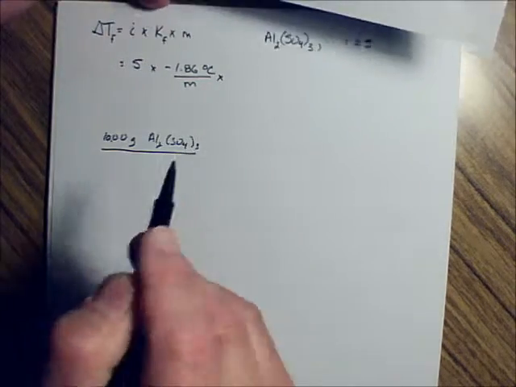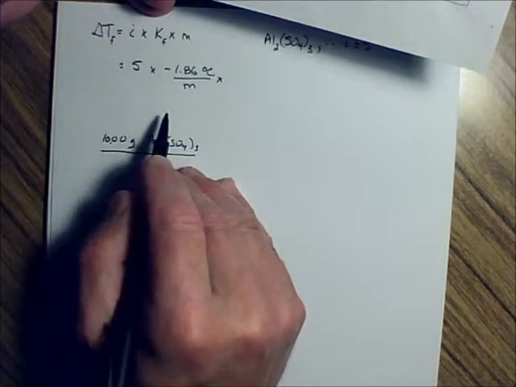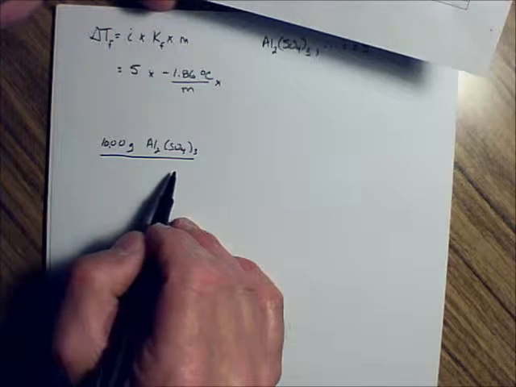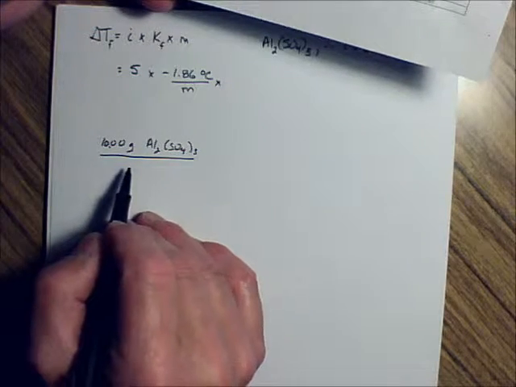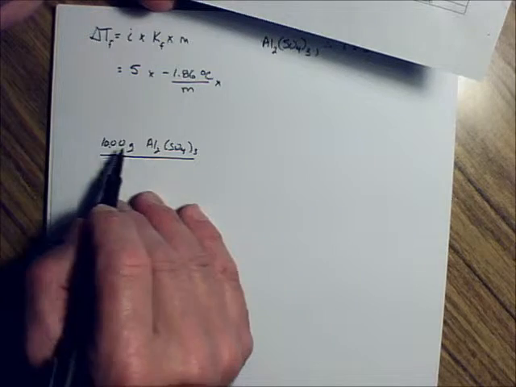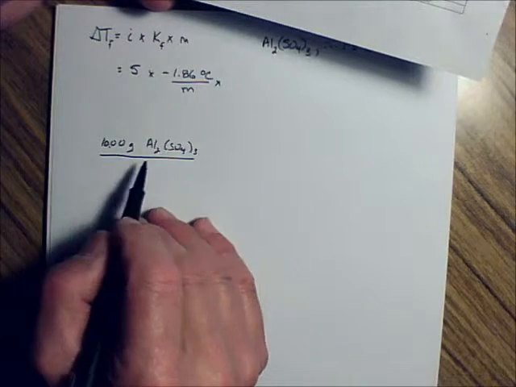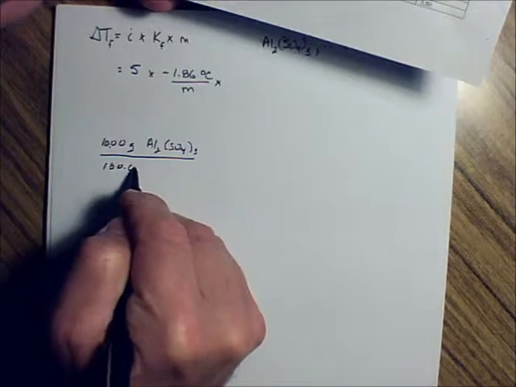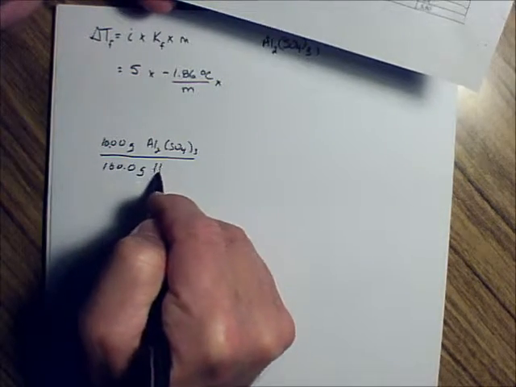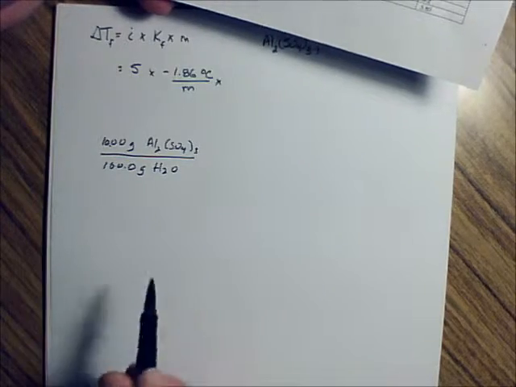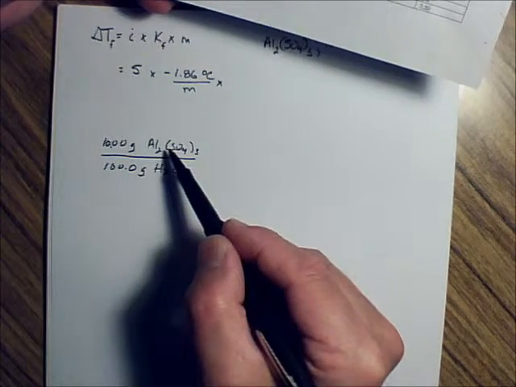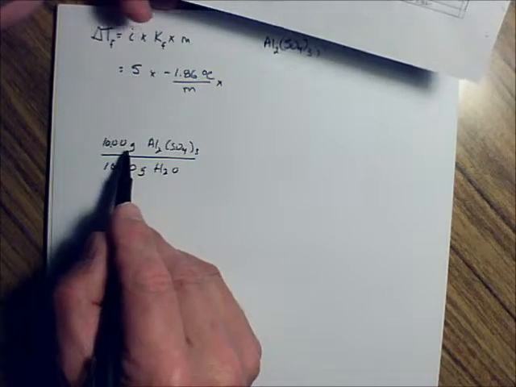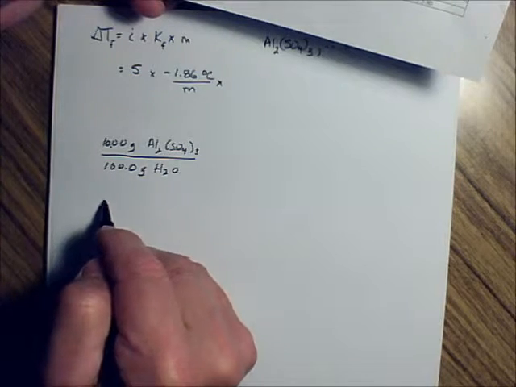So I'm going to start. I know when I want molality, I want moles of solute over kilograms of solvent. So I'm going to put whatever measurement I have for my solute over whatever measurement I have for my solvent. I've got 100.0 grams of H2O. What I need to do is convert this one into moles and this one into kilograms. To get grams to moles, I need molar mass.